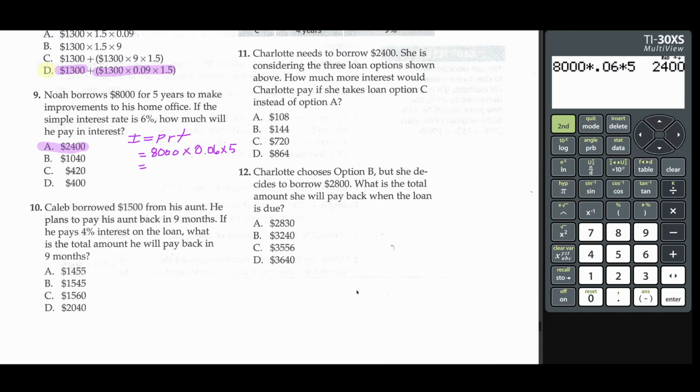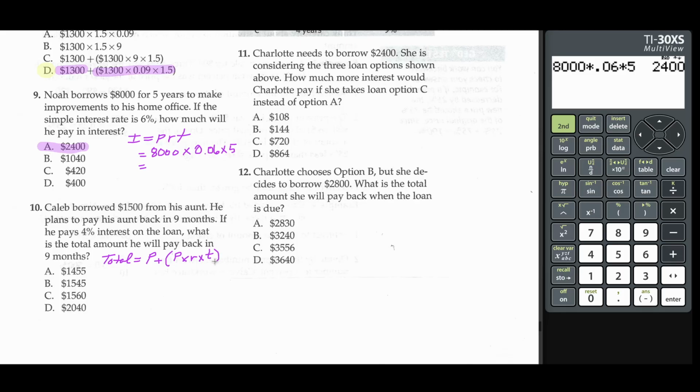Number 10, Caleb borrowed $1,500 from his aunt. He plans to pay his aunt back in 9 months. If he pays back 4% interest on the loan, what is the total amount he will pay back in 9 months? Okay, this is the formula you will be using. So you will be using total. That will equal the principal, the amount that he borrowed, plus the interest. So the interest is going to be the principal times the rate times the time.